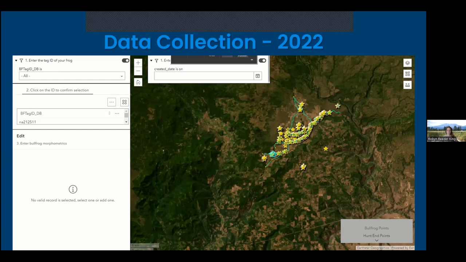Again, the map will zoom in to the exact location that frog was caught. So that's another really nice check to make sure that you are entering data on the correct frog. Then I will confirm the selection in step two on the left here.